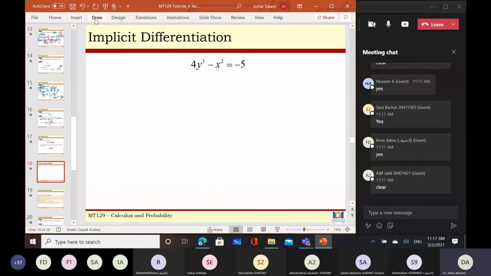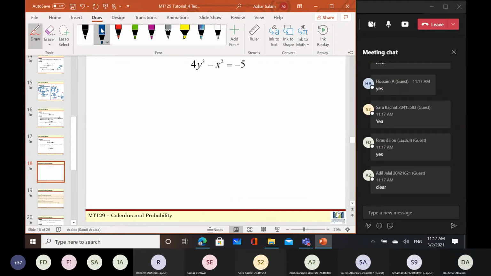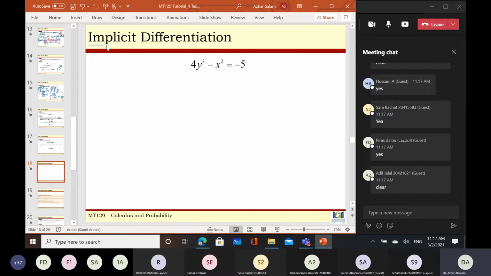Okay, now for the final part of this tutorial. We will discuss here the implicit differentiation. Implicit, as we said, معنى كلمة implicit اللي هي الضمني، الاشتقاق الضمني. اوكي، الاشتقاق الضمني. معناته انه يكون عندي هنا الدالة y متضمنة ضمن معادلة. معناته يكون عندي هنا an equation.